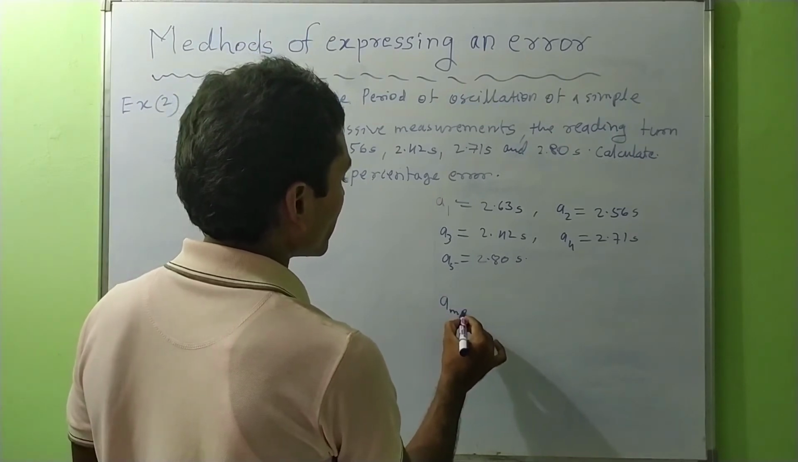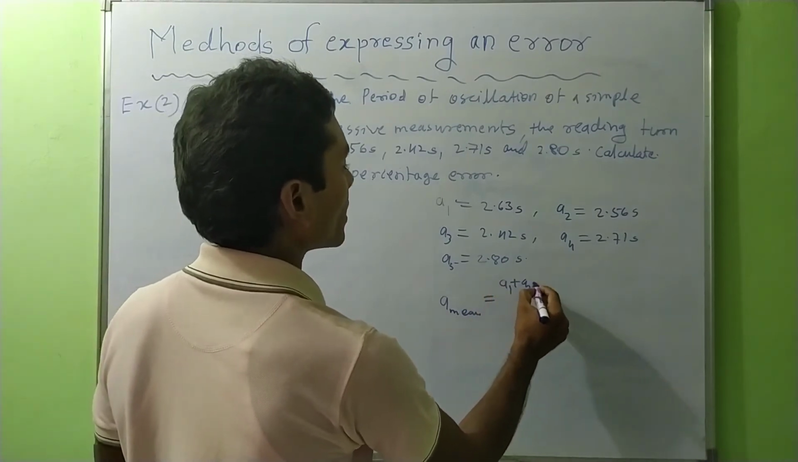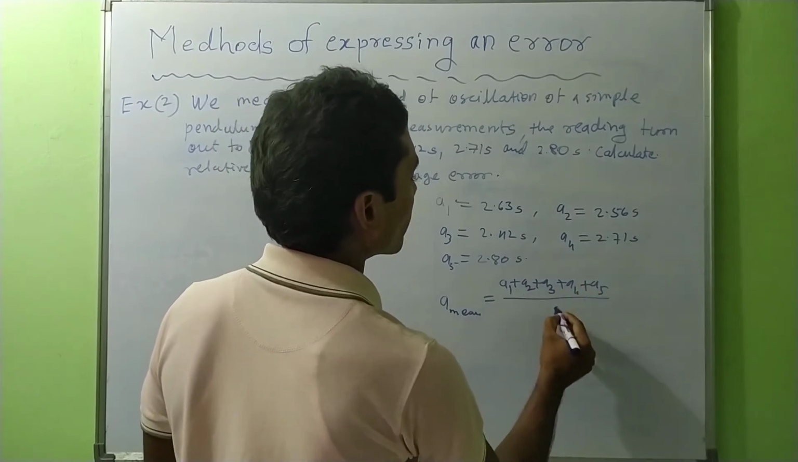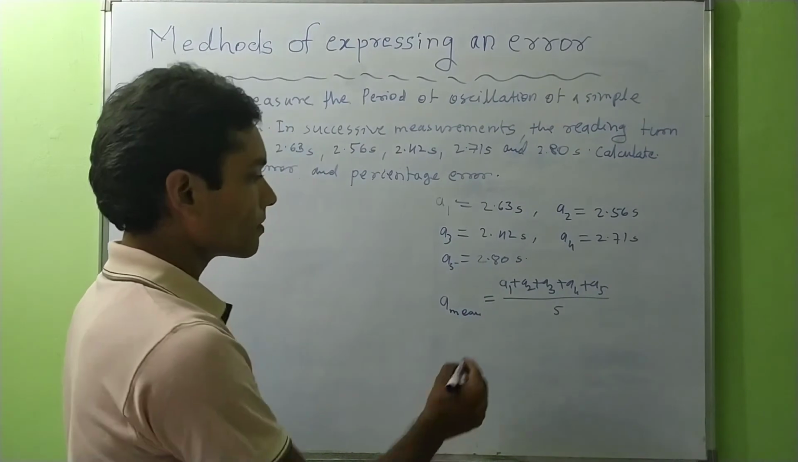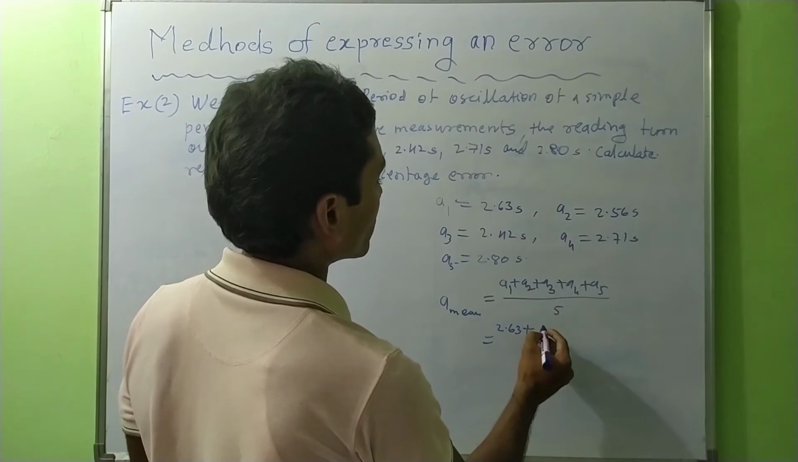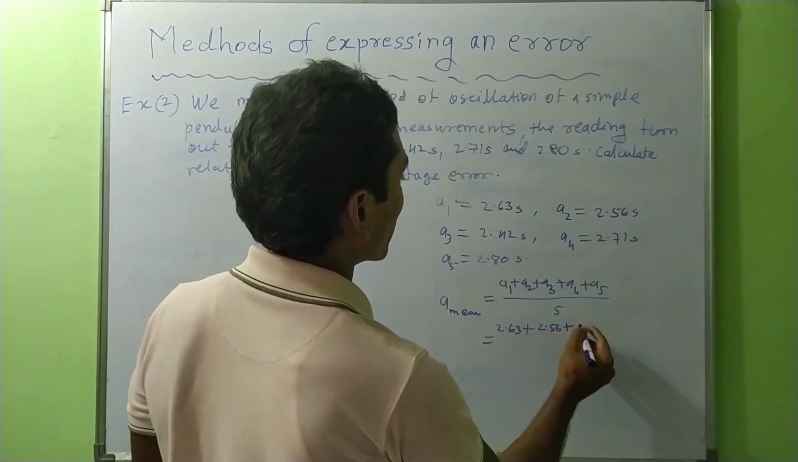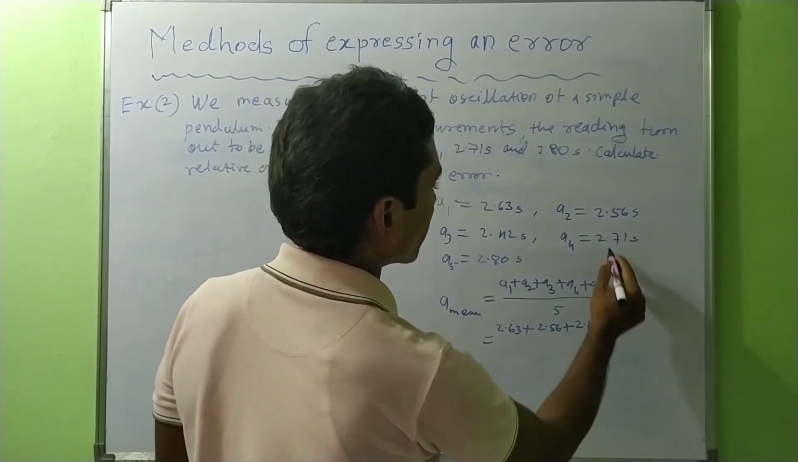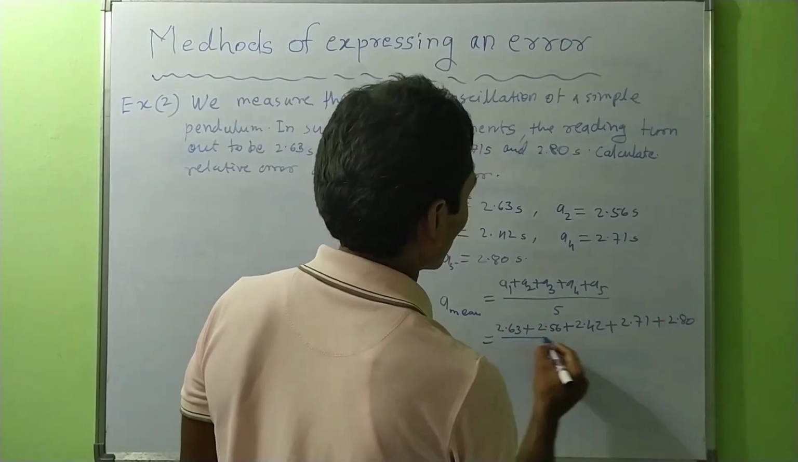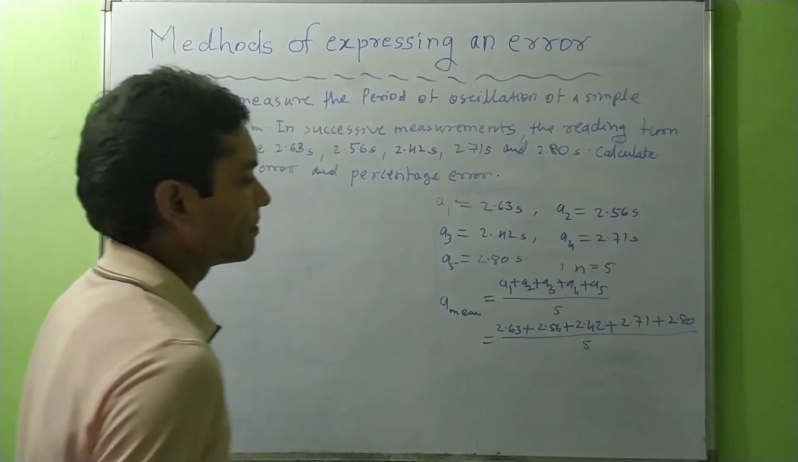So A mean or A average will be equal to A1 plus A2 plus A3 plus A4 plus A5 upon 5, because here 5 readings are there. So this is the value. The value of A1 is 2.63 plus value of A2 is 2.56 plus third, 2.42 plus fourth, 2.71 plus fifth, 2.80 upon 5. Okay, let here n equal 5.